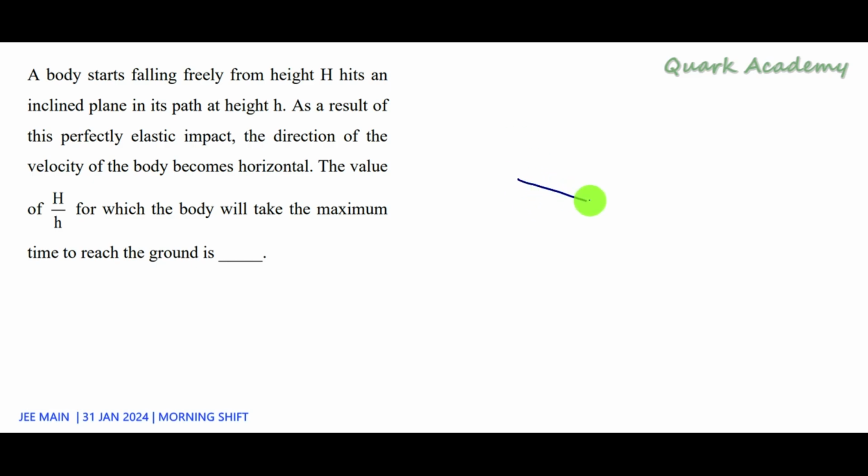So in the question, it is given that there is a ball. This is the ball which is falling from the height h. So let's consider this height is h, capital H. And there is an incline. It is hitting the incline at the height small h. So here it is hitting, and this height is small h. Whenever they are telling height, you have to measure from the ground level, not from the top.